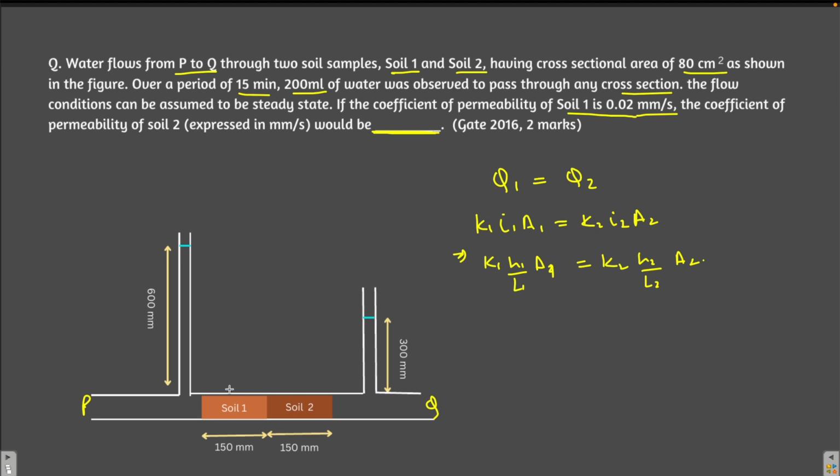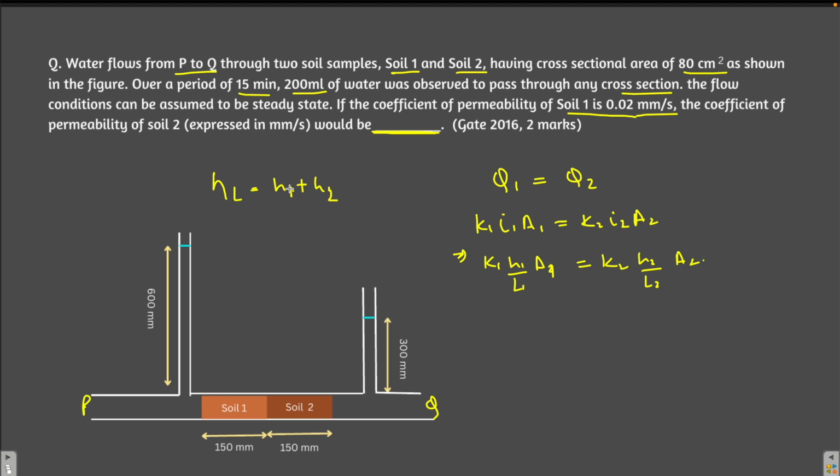H1 is the head loss for soil 1 and H2 is the head loss for soil 2, but they are not given in the question. Head loss 1 is not given, and head loss 2 is also not given. What is given in the question is the total head loss. Can I say the total head loss is equal to H1 plus H2? Whatever head is lost in soil 1, if you add it to the head loss for soil 2, we get the total head loss.